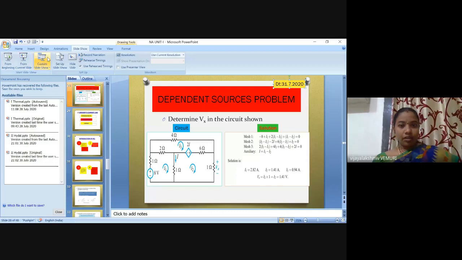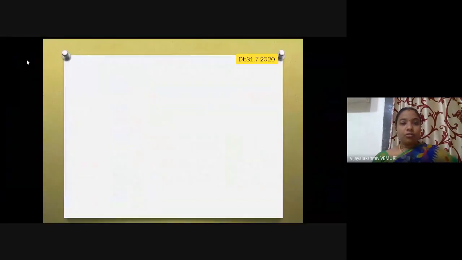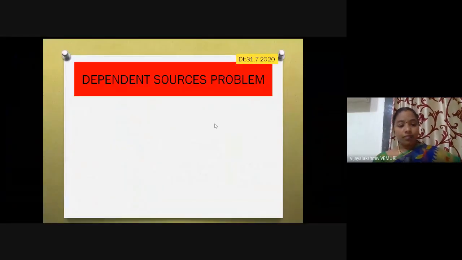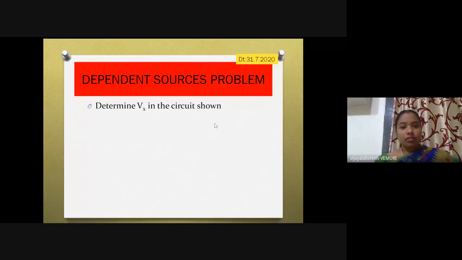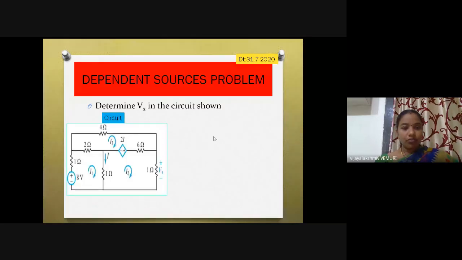Okay, so let me put it in the slideshow. So this is the problem where we stopped the other day in the other class. You are asked to find Vx in the circuit shown. This is your circuit. If you just observe here, there is a dependent source.